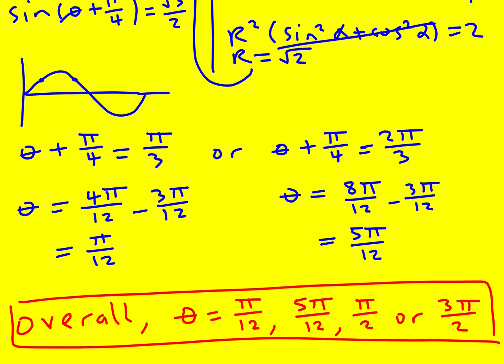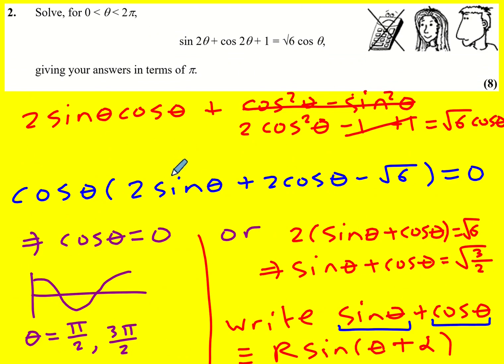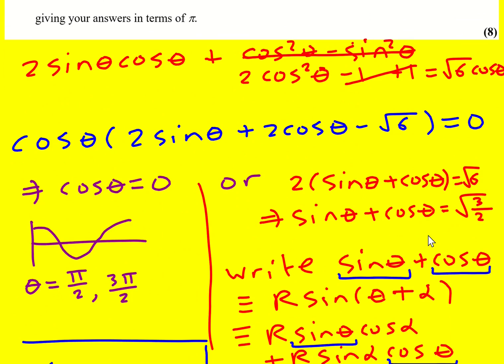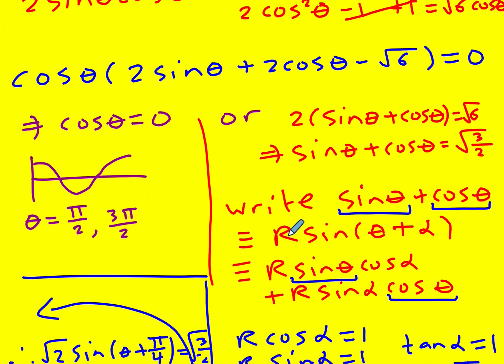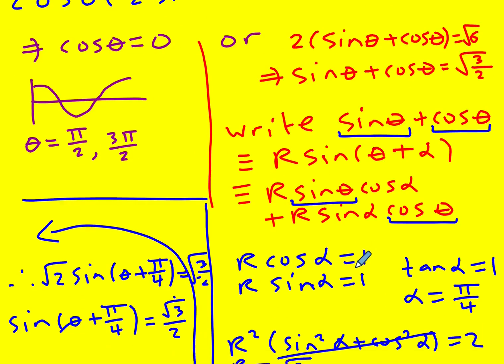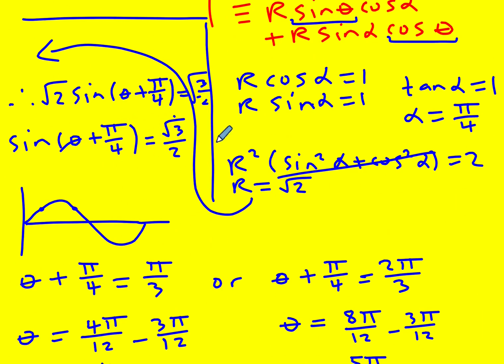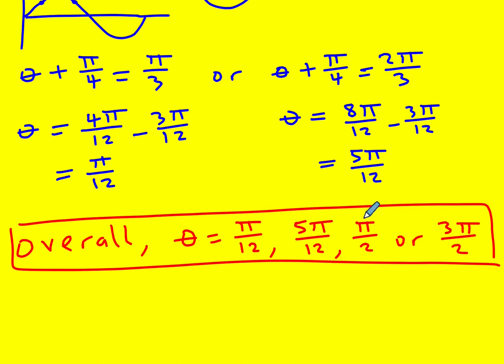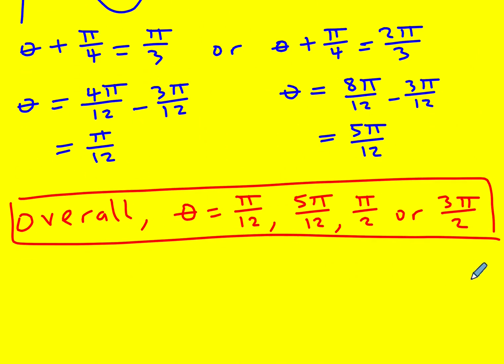So quite a lot of trig things tested: double angle formulae, factorizing it, and then using this form of trig to combine a sine and a cos added together, and finally solving that and bringing it all together. Okay, well done.